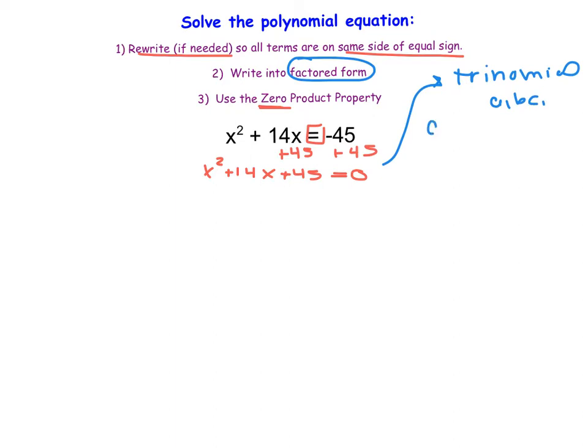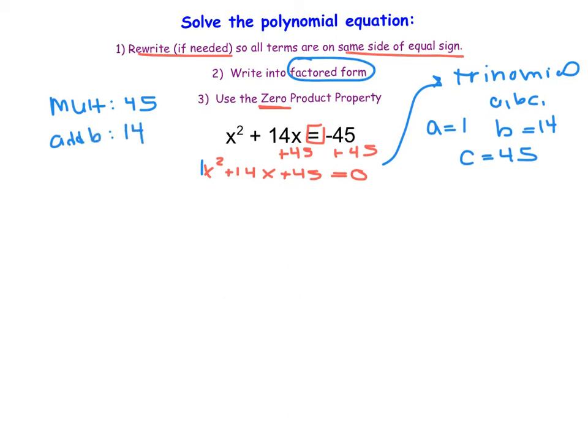So I need to start by finding my A value, my B value, and my C value. And if I look here, I notice that my A value is this 1 out in front of the x squared. So A is 1, B is 14, and C is 45. So now that I have my coefficient of x squared, x, and my constant, I then need to find 2 numbers that multiply to A times C, which is 45, and add to B, which is 14.